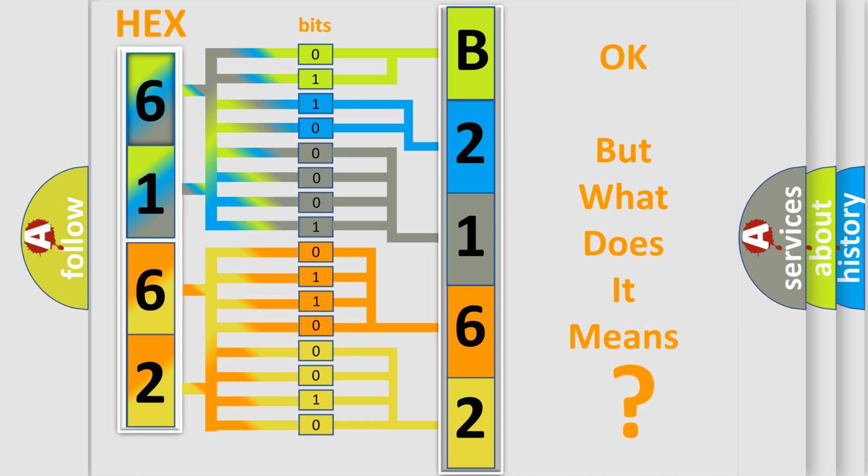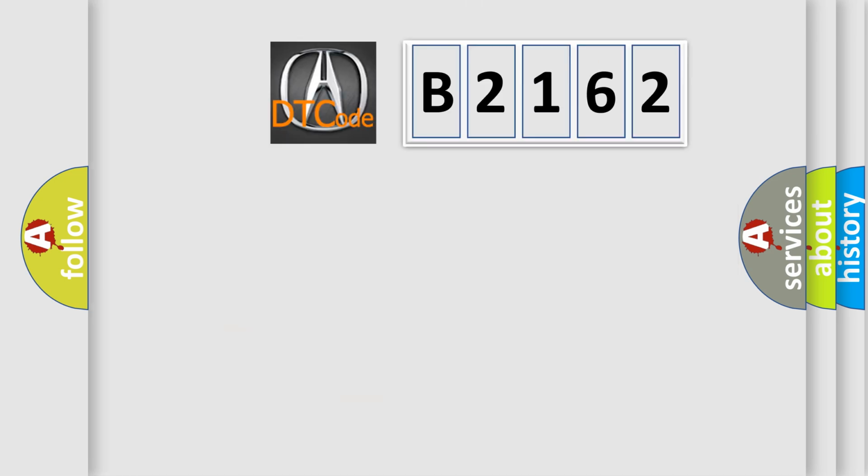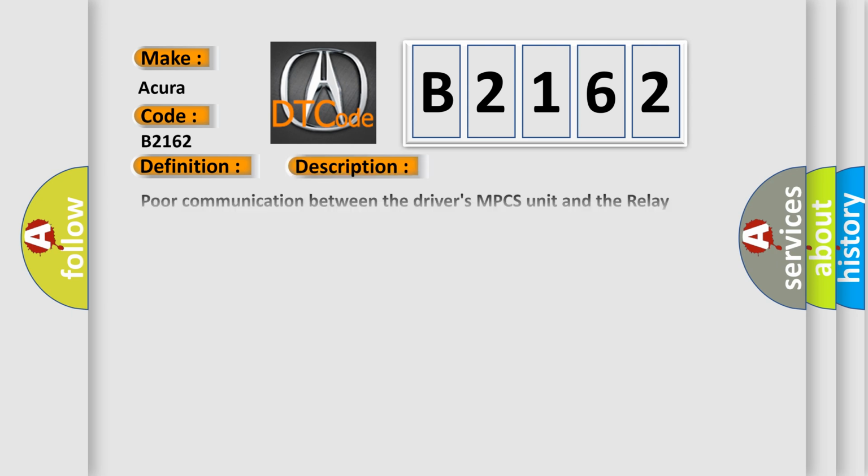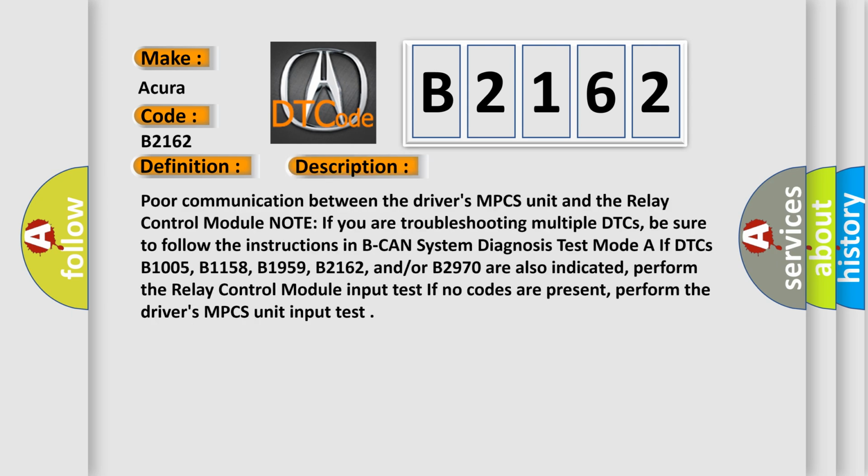The number itself does not make sense to us if we cannot assign information about what it actually expresses. So, what does the Diagnostic Trouble Code B2162 interpret specifically for Acura car manufacturers? The basic definition is: driver's MPCS unit lost communication with relay control module. And now this is a short description of this DTC code: poor communication between the driver's MPCS unit and the relay control module.